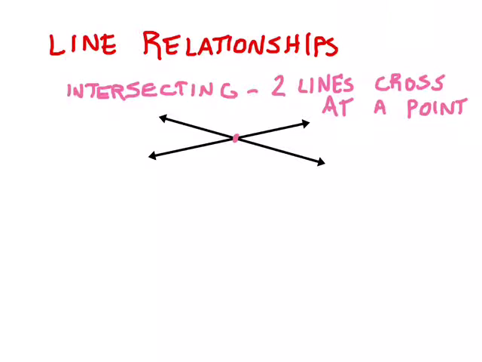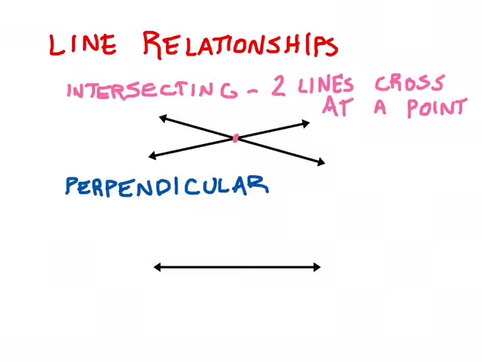There is another more specific type of intersecting line, so this would fall into the category of intersecting line, and that would be what are called perpendicular lines. We say that lines are perpendicular to each other when they intersect specifically at a 90-degree angle. So if you look at the lines I just drew here, not only do they intersect at whatever point this is, but they also intersect at a 90-degree angle.